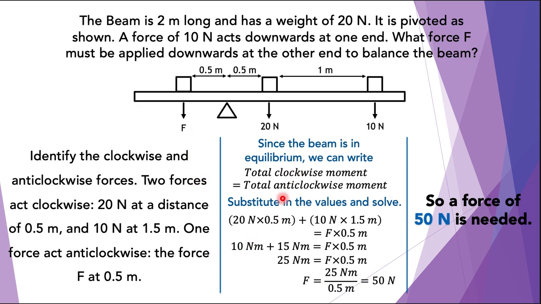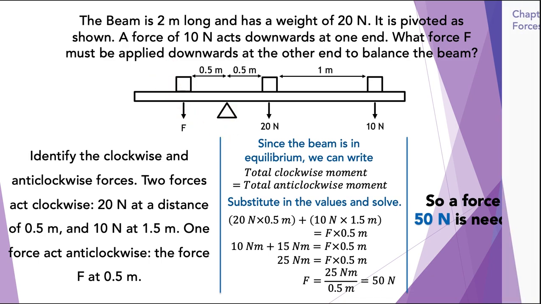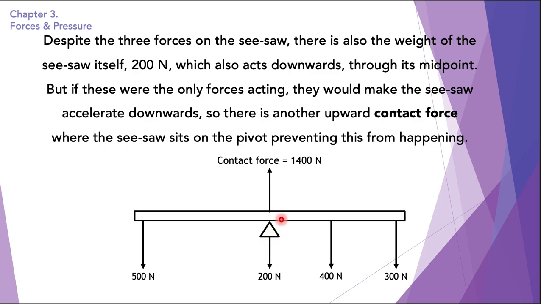Okay, despite the three forces on this seesaw, there's also the weight of the seesaw itself, which also acts downwards through its midpoint. But if these were the only forces acting, like 200 Newton, 500 Newton, 400 Newton, 300 Newton, they would make the seesaw accelerate downwards. So there is another upward contact force. This is the contact force, where the seesaw sits on the pivot, preventing this from happening. So this is the contact force.